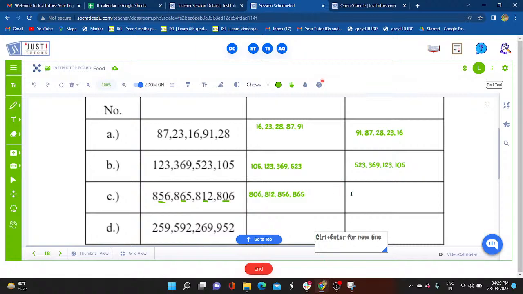Now if we try arranging that in descending order, it would be the opposite. 865, 856, 812, 806.